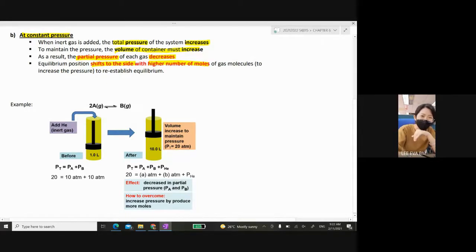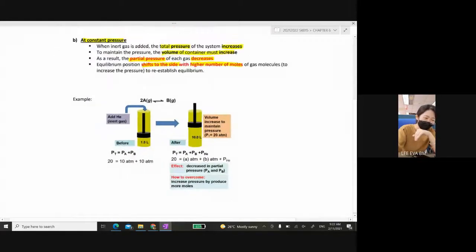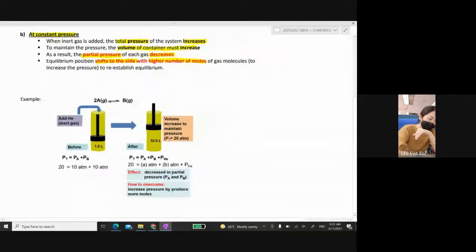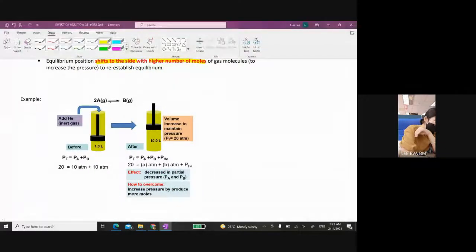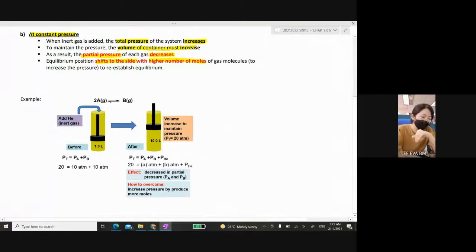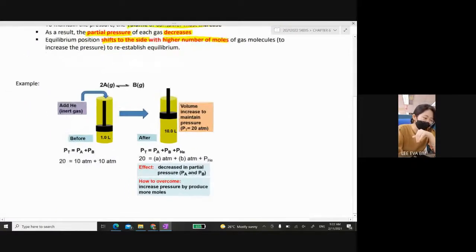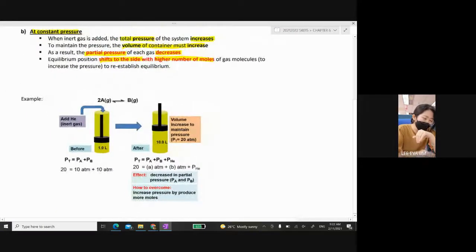Macam tak faham. Okay, macam tak faham kan? Kita tengok diagram pula. So let's say over here in the diagram. Inside your notes also have lah. So say if initially you have gas A and gas B inside a container here. In this container, it's maintained at 1 liter initially.